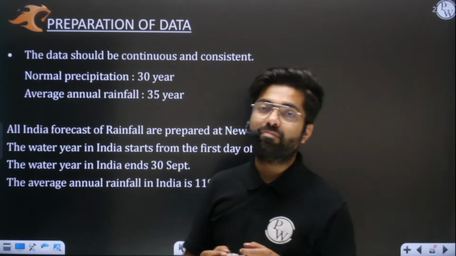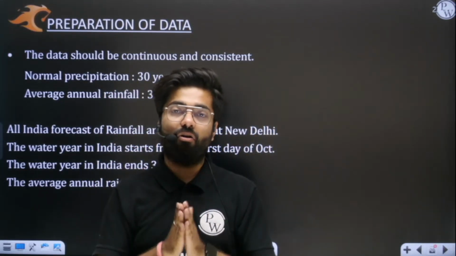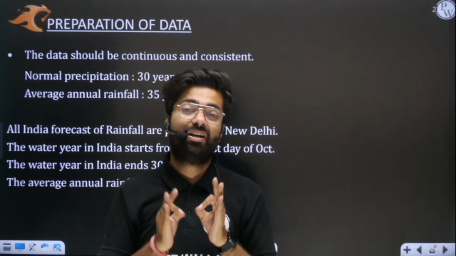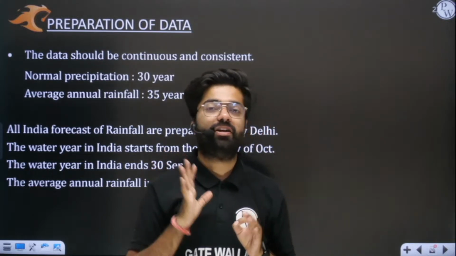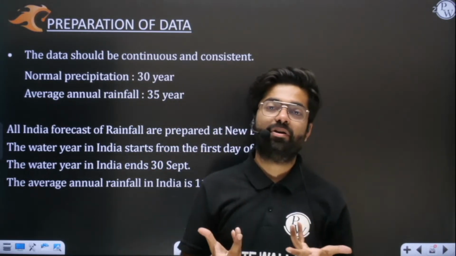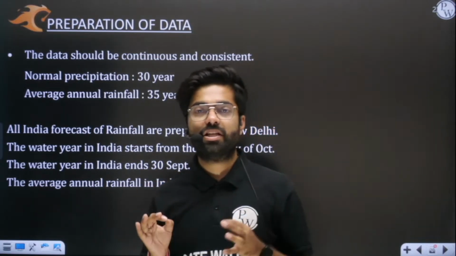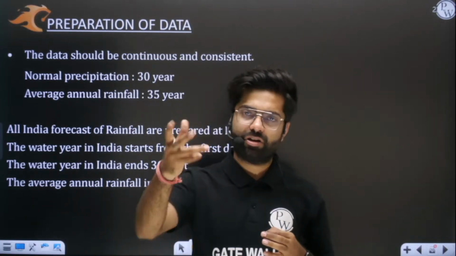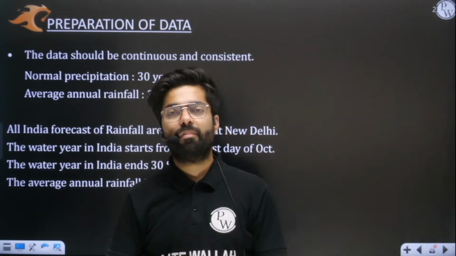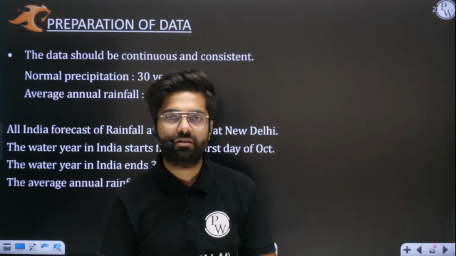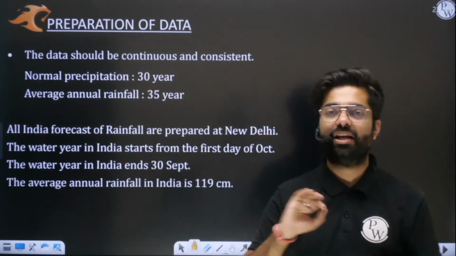Continuity means that if you have 10 stations in a catchment area, all those 10 stations should be perfectly working. Let us take an example. Suppose that in a particular year, let us say 2020, only 9 stations are working and one rain gauge has failed. Maybe because of any reason, but let us assume that one station has failed completely.